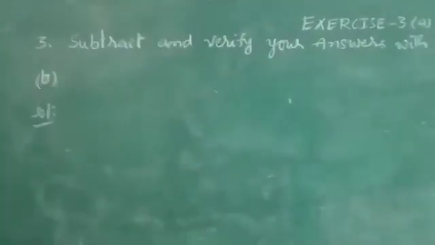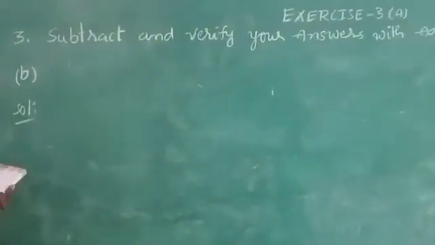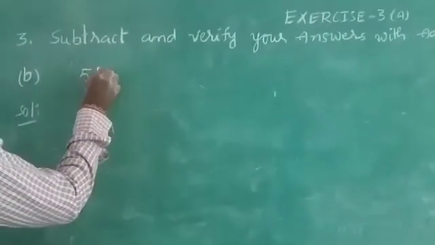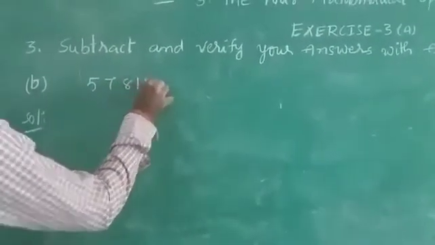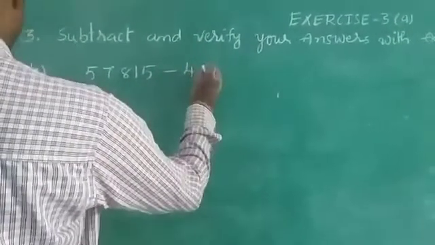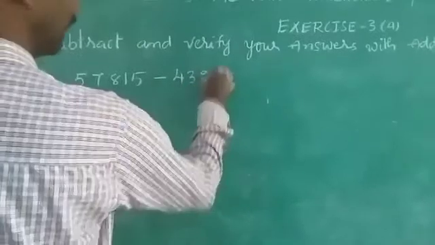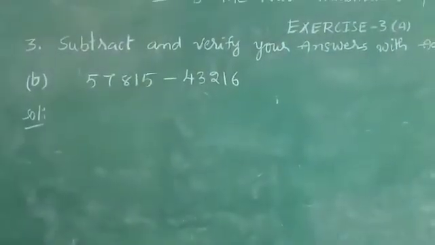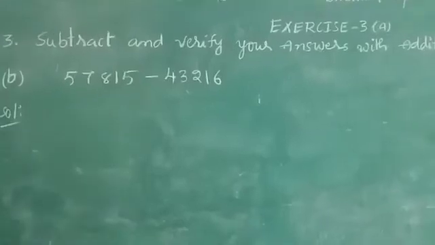So now I would like to explain the second problem. What is the second problem? 57,815 minus 43,260. This is also the same. Subtract and verify your answer with addition.